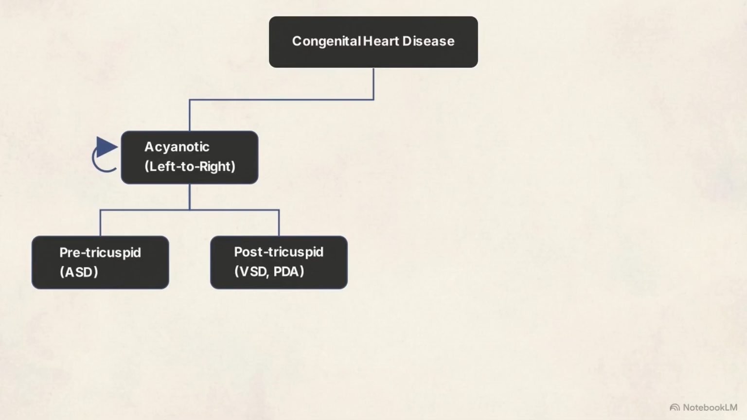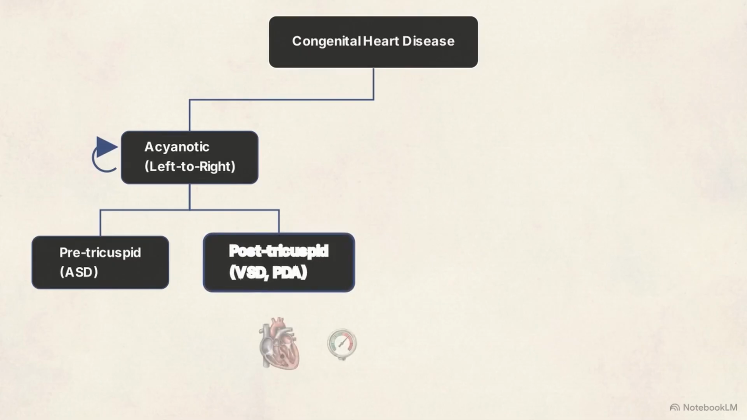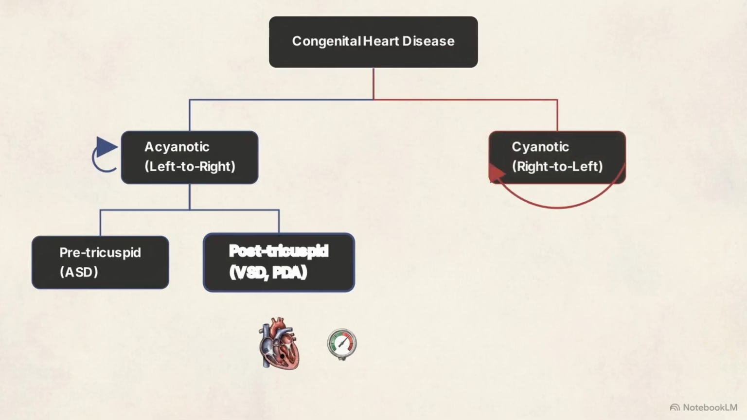They're either pre-tricuspid, like an atrial septal defect, or post-tricuspid, like a ventricular septal defect or patent ductus arteriosus. This distinction drives the clinical timeline. A post-tricuspid shunt transmits high systemic ventricular pressures directly into the delicate pulmonary circuit, precipitating heart failure at a much earlier age than pre-tricuspid shunts. Moving across the matrix, we address the cyanotic lesions. These are defined by right-to-left shunting, where deoxygenated blood bypasses the lungs and enters the systemic circulation.